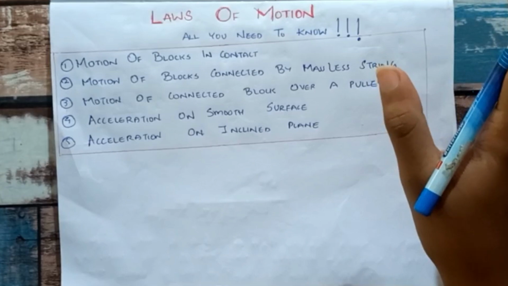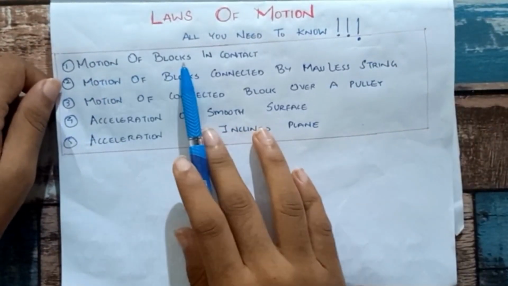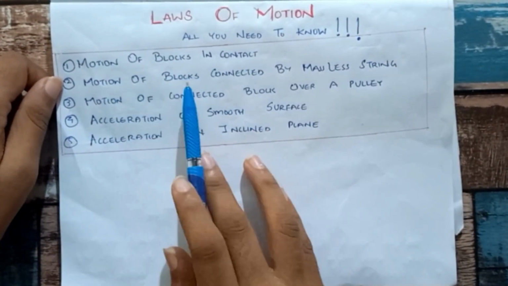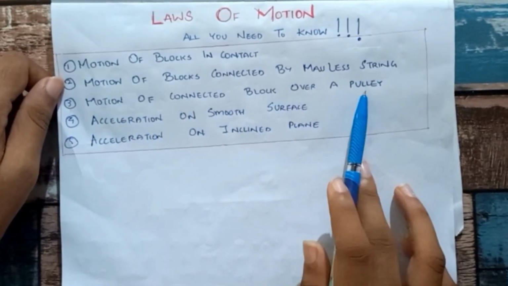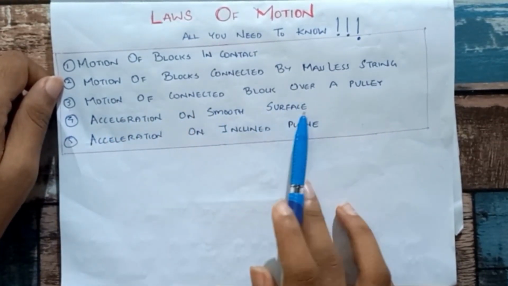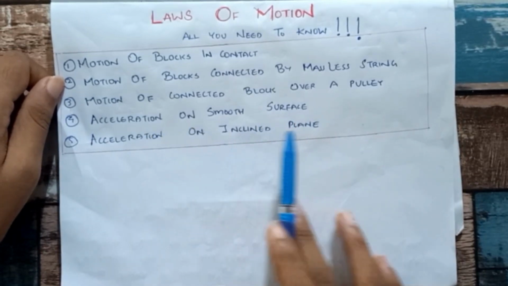Here we're going to discuss 5 topics, and these are motion of blocks in contact, motion of blocks connected by massless string, motion of connected block over a pulley, acceleration on smooth surface, and acceleration on inclined plane.